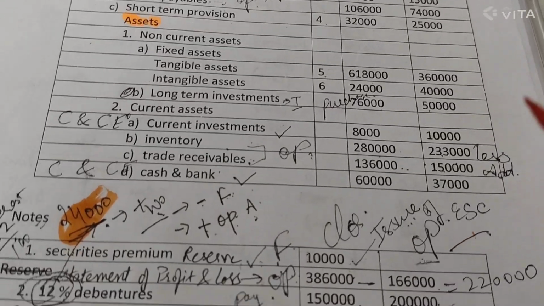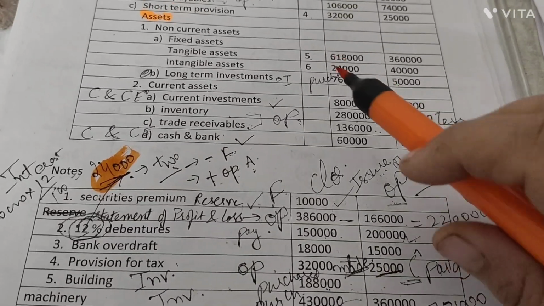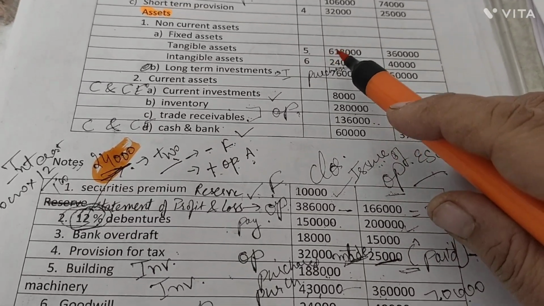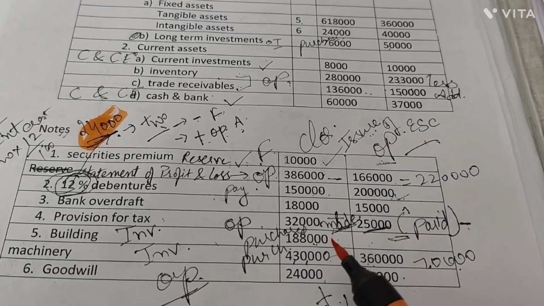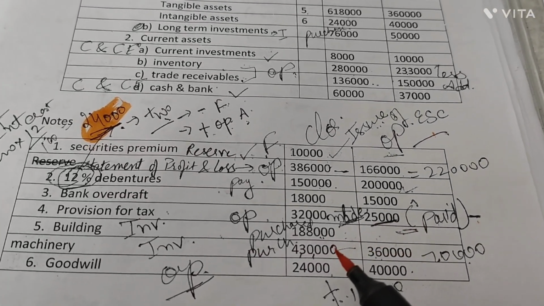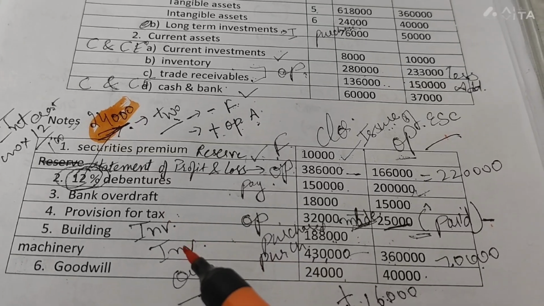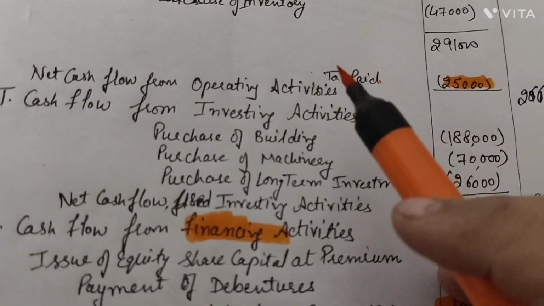Now assets, we have given the points for that also. The first one was note number 5, tangible assets. We have talked about that there is a purchase of building also, and a purchase of machinery also. Both will go in the investment. So let's go to our investment activities.